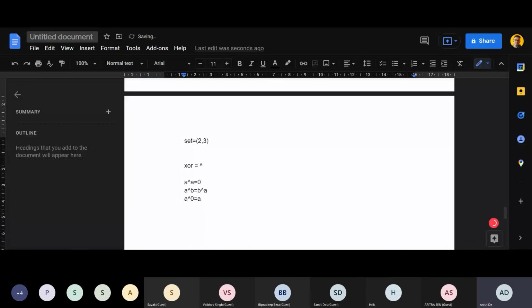Apart from this, I don't think any other popular properties are there. This is the most used property actually. A XOR A is 0 and A XOR 0 is A. These two.